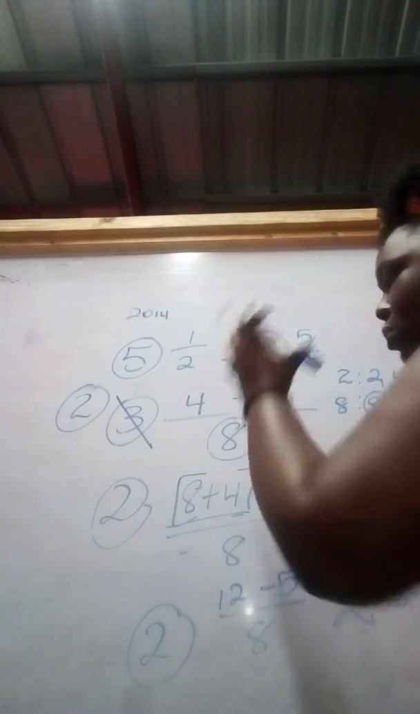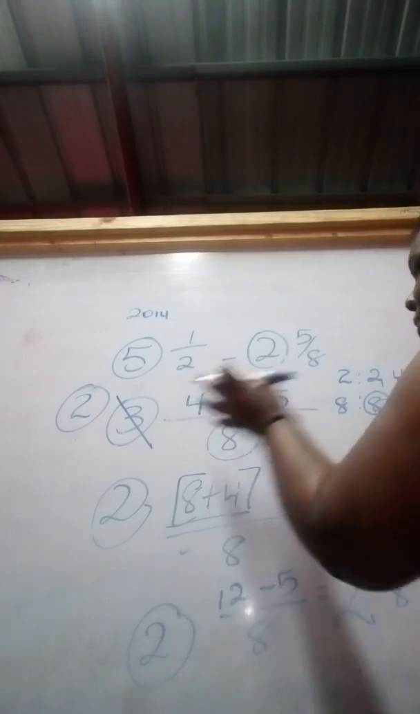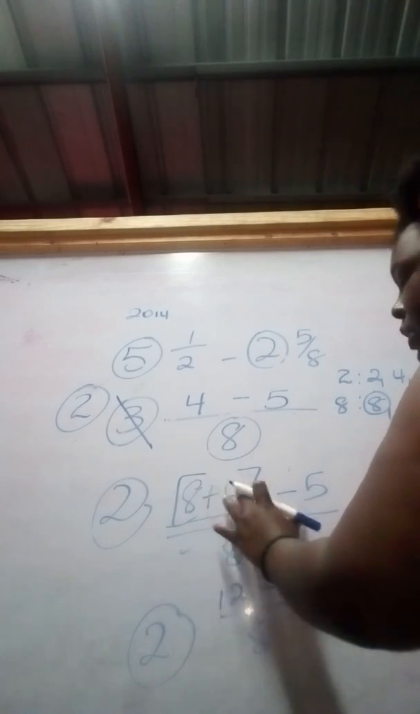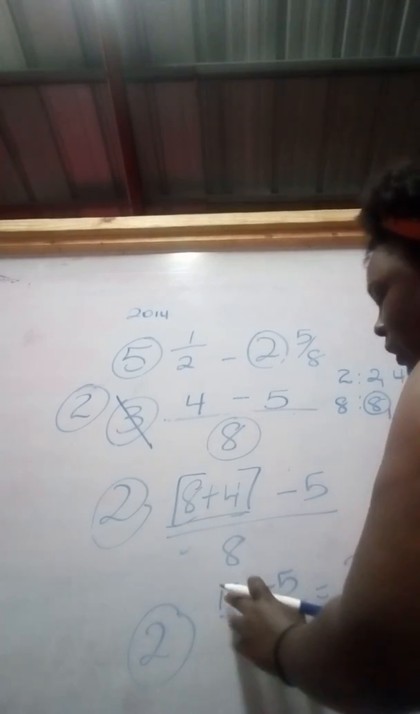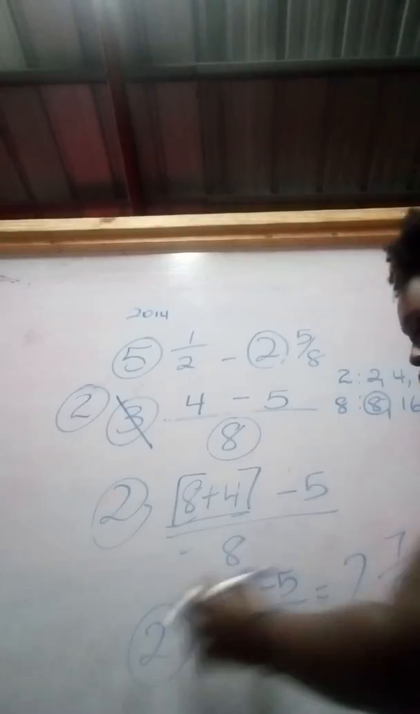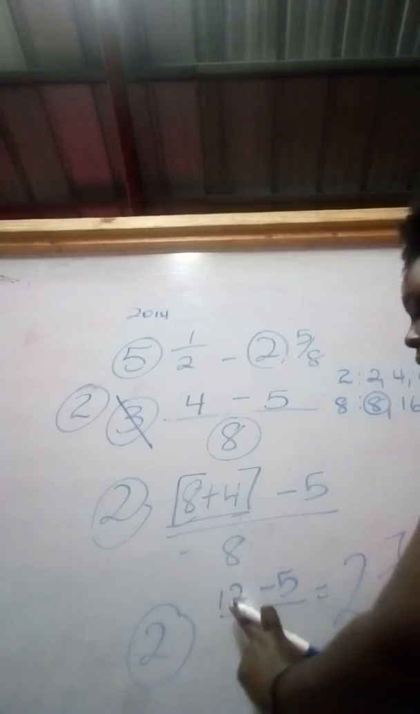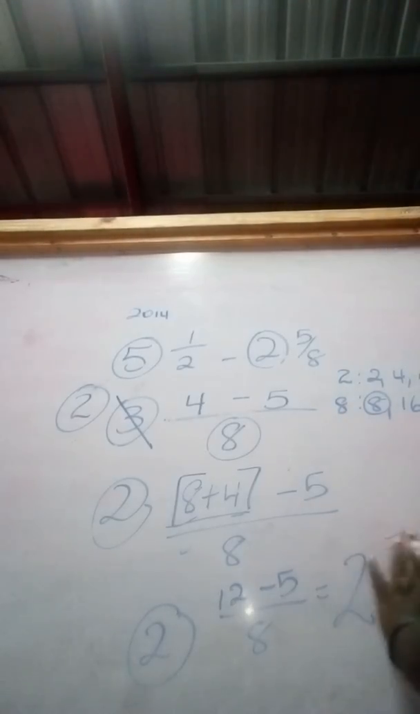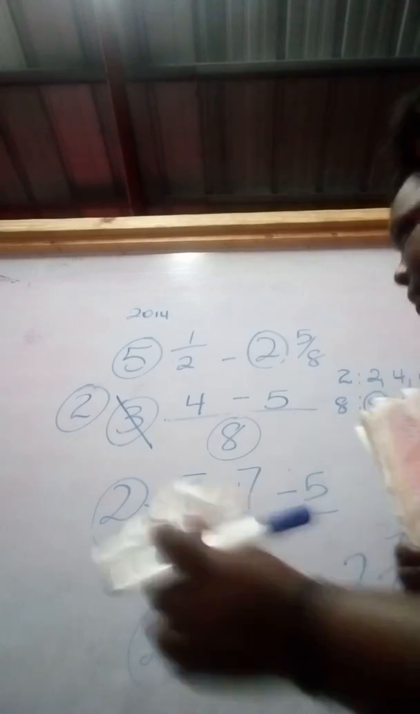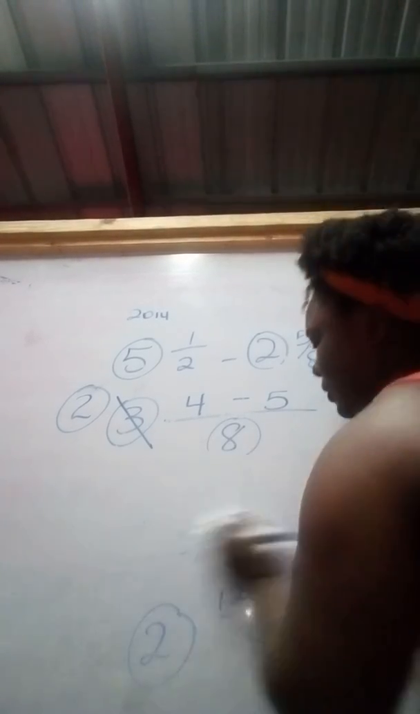So 8 plus 4, so I have to increase this 4 to take away the 5. So 8 plus 4, I got 12. Now I have my 2 wholes. Do not forget your whole. I have my 2 wholes. 12 take away 5 will give me 7 over 8. Okay? Let's look at the next subtraction of mixed numbers.